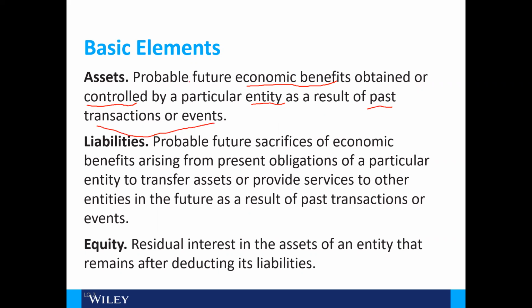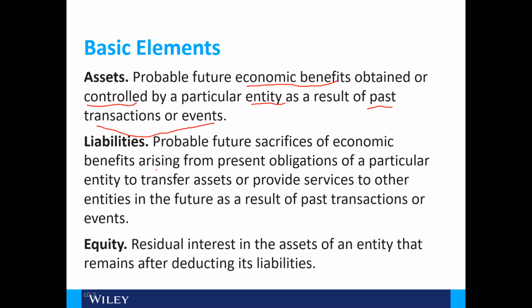Now, we have to call them probable future economic benefits because there are some items that are not an economic benefit just yet, like accounts receivable. I'm expecting that the customer is going to pay me what they owe me in the future. And that's a result of me selling something to them in the past, but I own that receivable. So if I wanted to, I could sell it, I could dispose of it, I could write it off, all of those different things. So I control it as the entity.